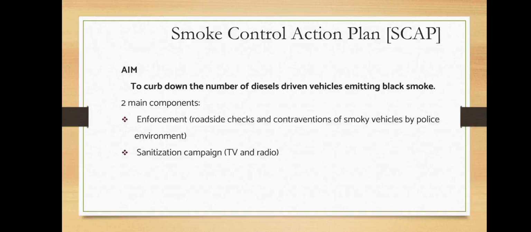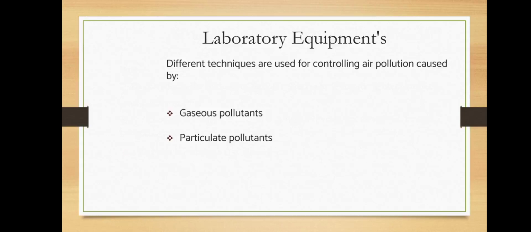It aims to curb the number of diesel-driven vehicles emitting black smoke and has two main components. First, enforcement: roadside checks and conviction of smoking vehicles by the police and environment authorities. The second is sensitization campaigns on TV and radio. And the next is laboratory equipment. Different techniques are used for controlling air pollution caused by gaseous pollutants and particulate pollutants.